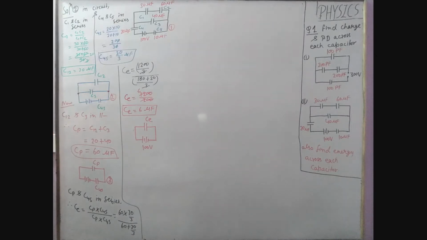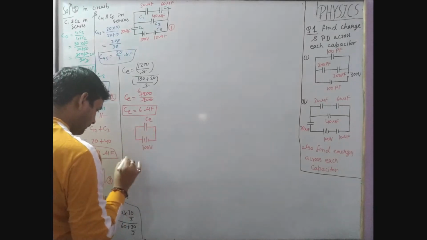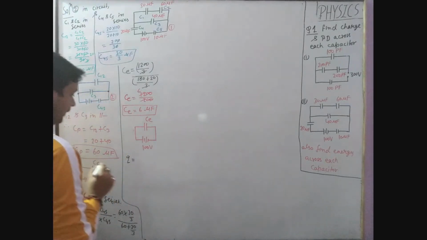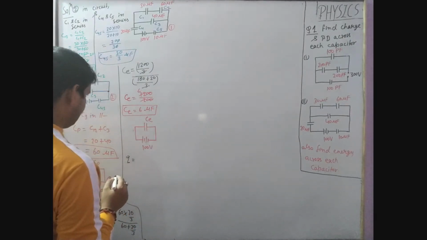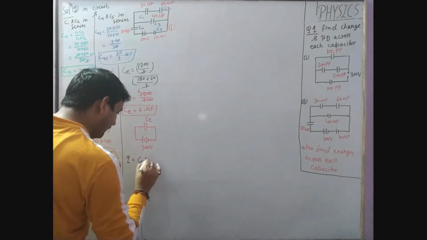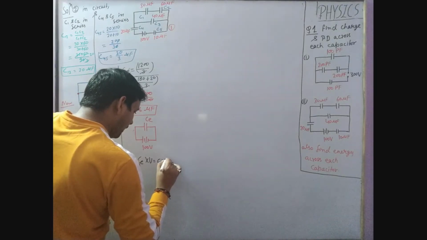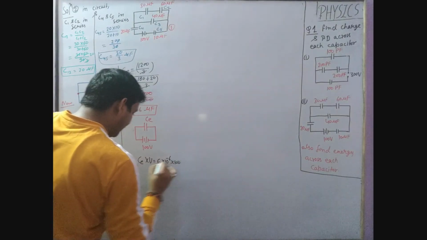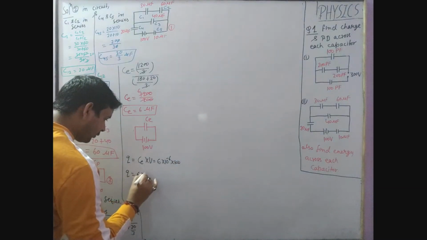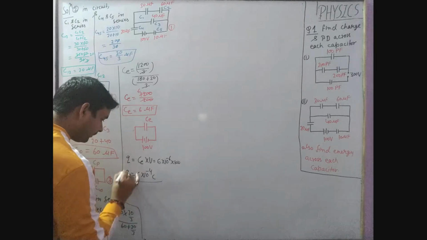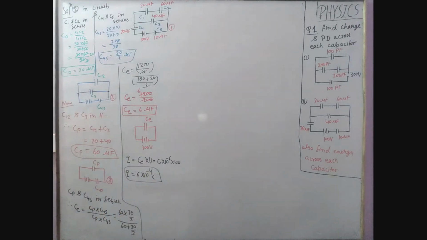Okay, now charge across this we calculate that C equivalent into voltage, which is 6 into 10 to the power minus 6 into voltage we have 100. That means Q is equal to 6 into 10 to the power minus 4 coulomb. This is first value of charge, which means total charge.